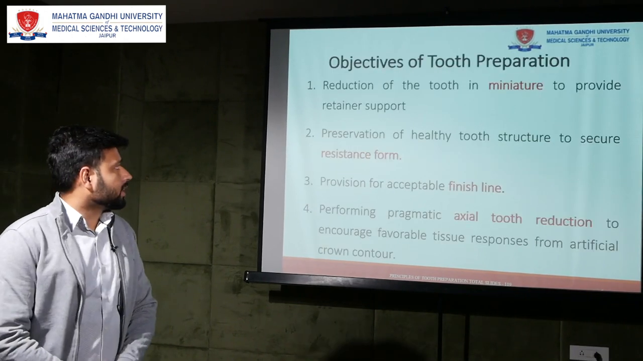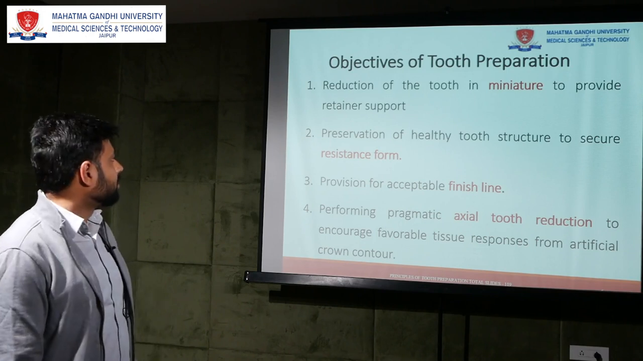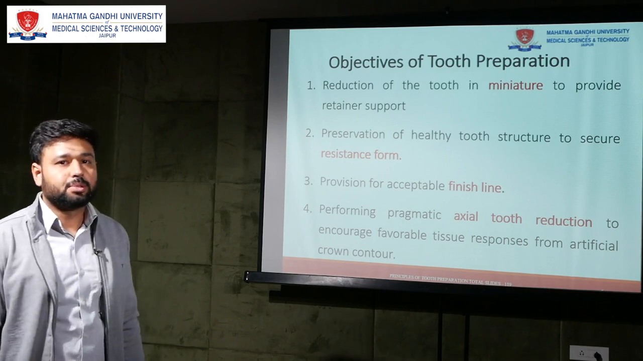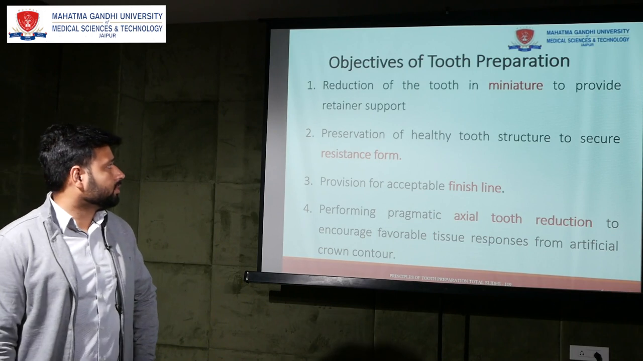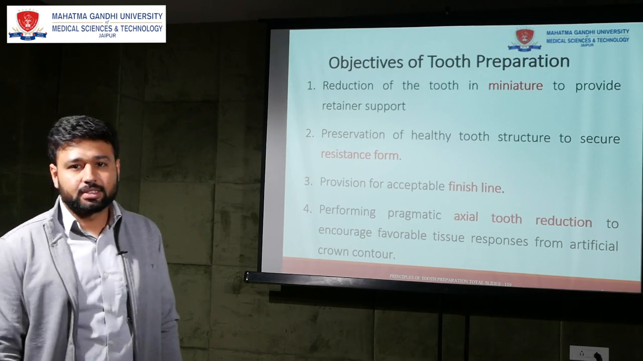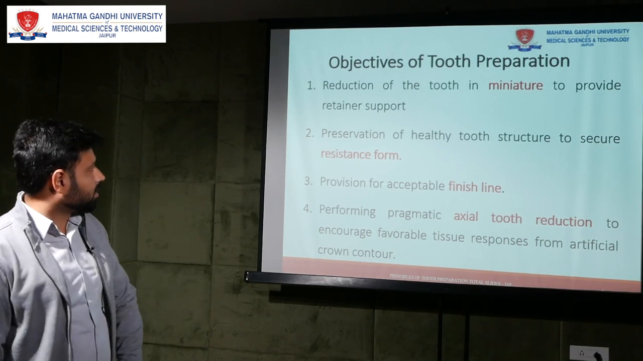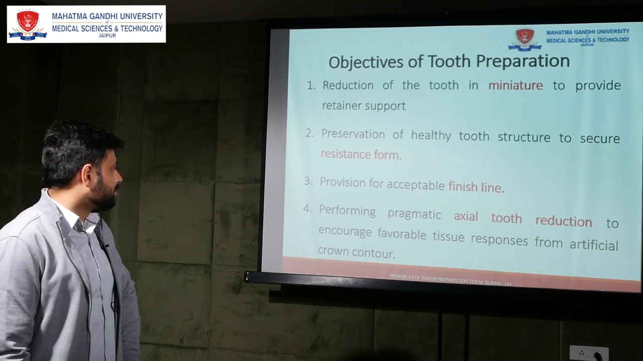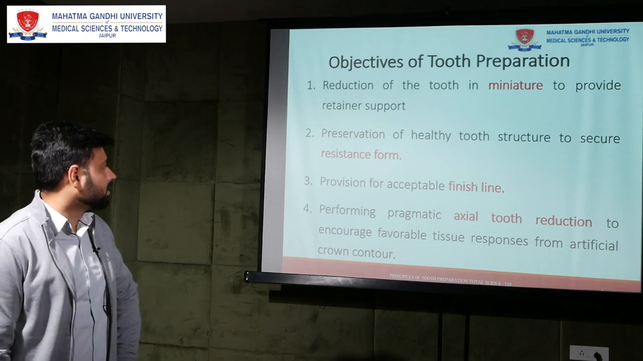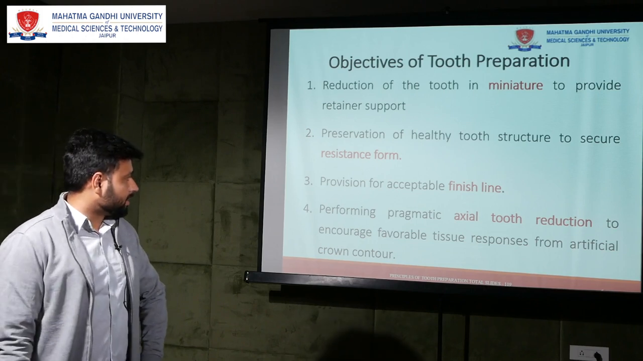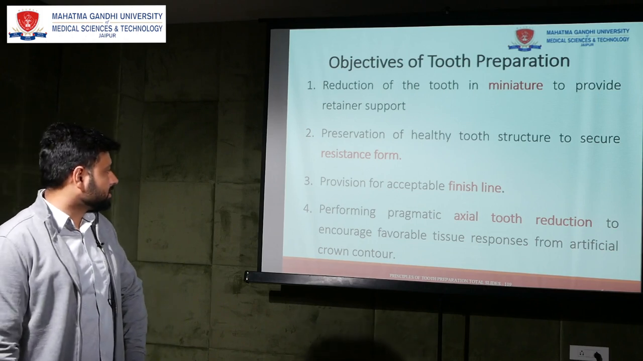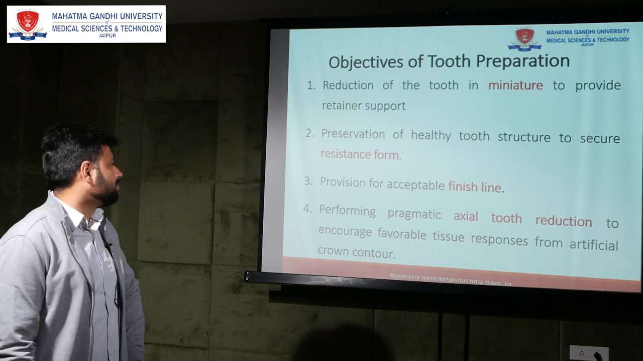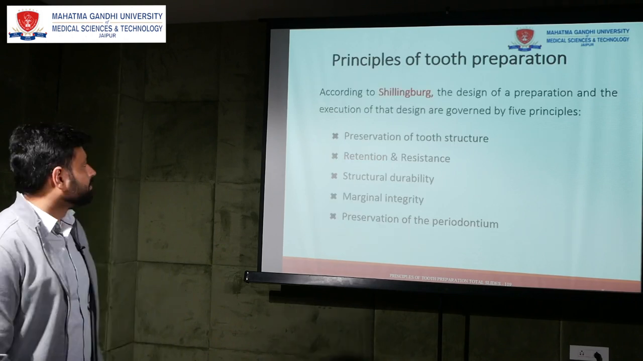So starting with the objectives of tooth preparation, we have the following objectives. The first and foremost is the reduction of the tooth in minimum to provide retainer support. Then the preservation of healthy tooth structure to secure the resistance form. Then provision of an acceptable finish line. Performing pragmatic axial tooth reduction to encourage favorable tissue responses from the artificial crown contour.